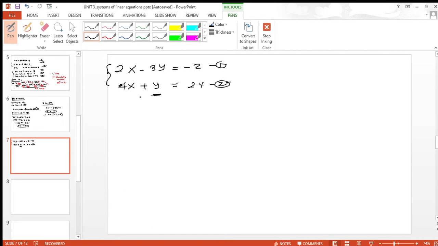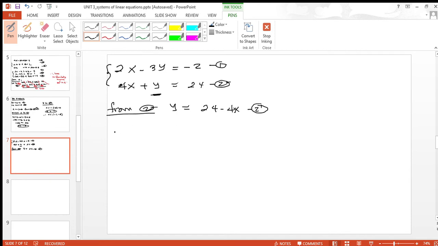But just in case your system has no variable with coefficient 1, you can manipulate any of the equations just to produce a variable having coefficient equal to 1. But in that case, you will not be able to avoid fractions. So that's the difficult part of solution by substitution. But anyway, for this one, we can manipulate equation 2. So from equation 2, we get y equals 24 minus 4x. Let's call this 2 prime again.